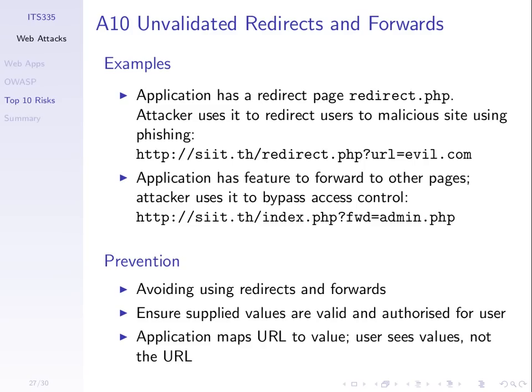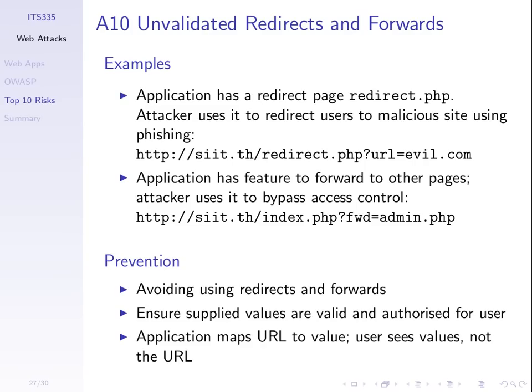For example, with forwarding, although I don't have an example, we use this feature that takes someone to another page in the website. In this example, it takes the user to the admin page to administrate some feature on the website. Well, that should only be available to some users that are logged in. So this page should check. If someone types in this forward to another admin page, it should check whether they're authorised to do that.